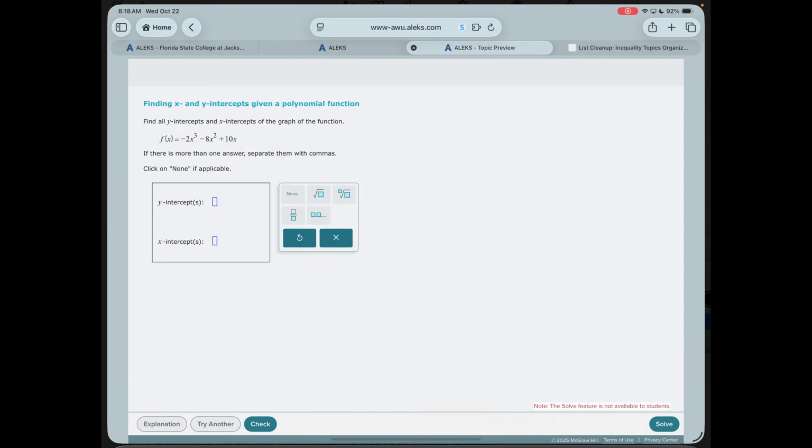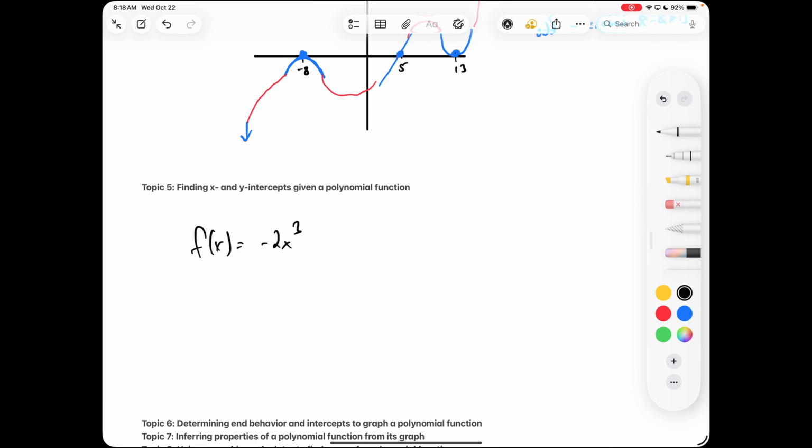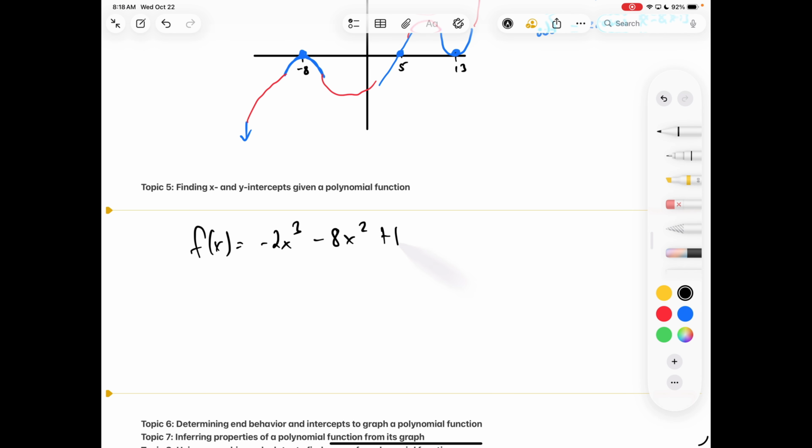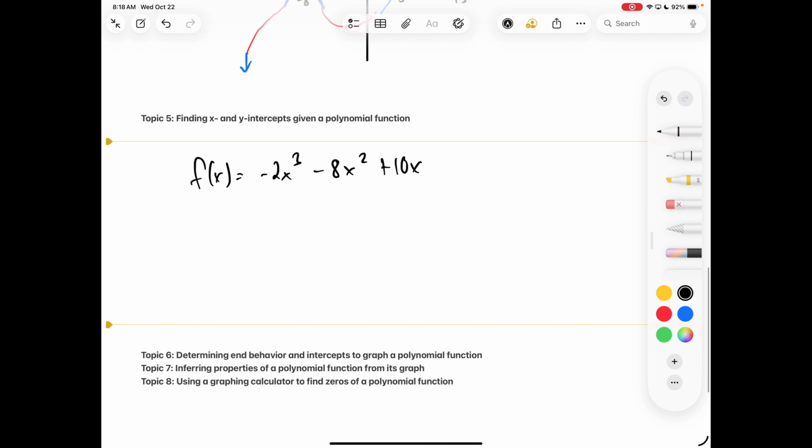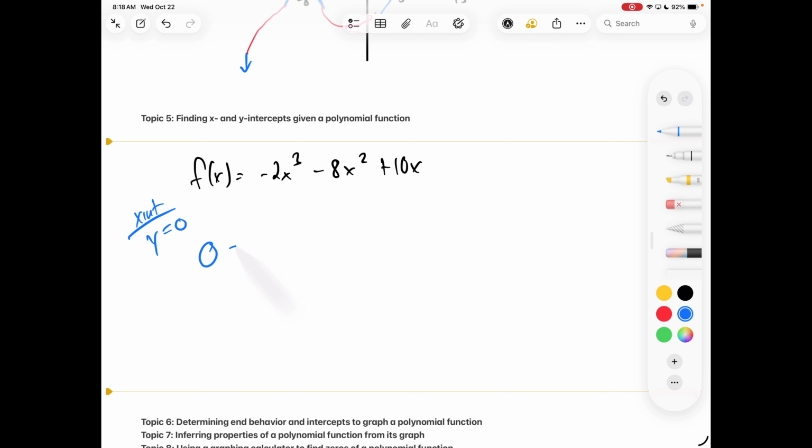What was it? Minus 8x squared plus 10x. Okay, so to find the x-intercepts, you make y be 0. So if I set this equal to 0, always check for the GCF first. So my GCF here, I could divide everything by negative 2x, right?